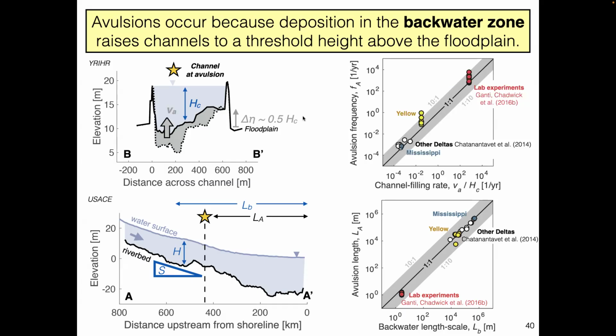And we can basically take this time scale, which is the rate that we think the channel fills up to a height comparable to its depth. So it's this channel filling frequency, and compare that to the avulsion frequency for the Yellow, the Mississippi, and these other deltas, and see that it also follows this kind of scaling relationship. So we're starting to get at where and when avulsions take place.